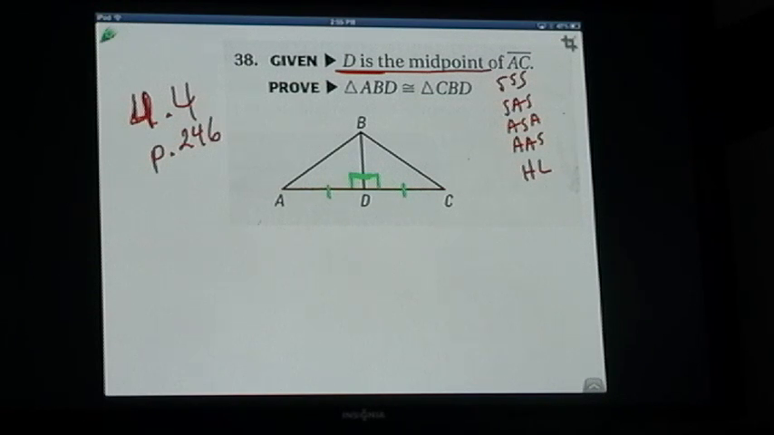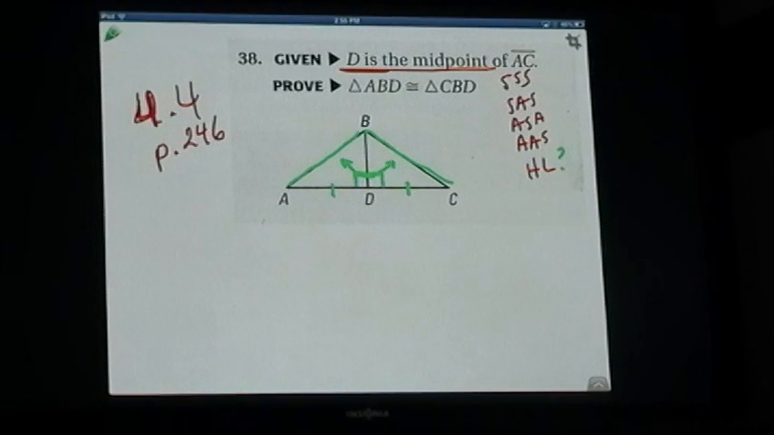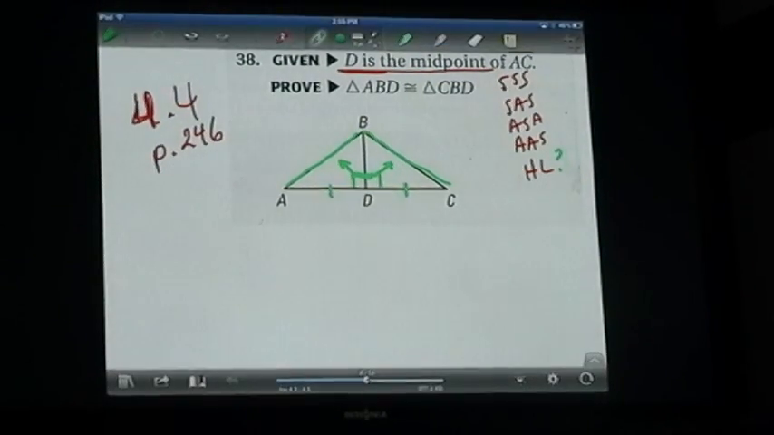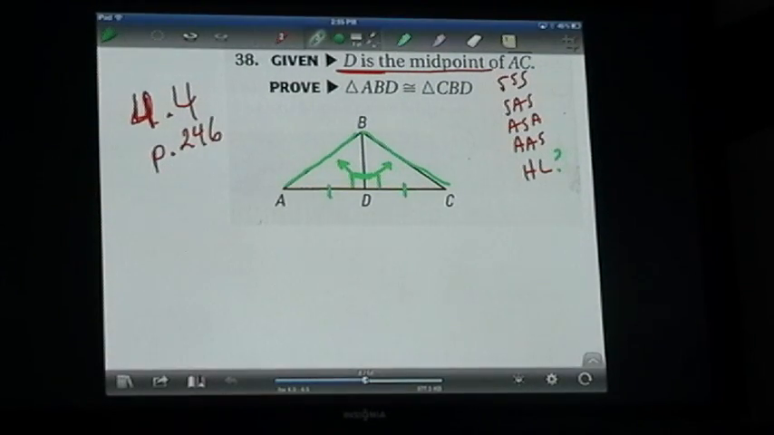All right, so if we look at this and say, can we use hypotenuse leg? Well, let's answer that question. The hypotenuse is across from the right angle. That would be AB and BC. Do we have any way to prove that AB is congruent to BC? It doesn't tell us that anywhere, and we don't have any way to prove that. So we can't say that. All right, so that's off the table.